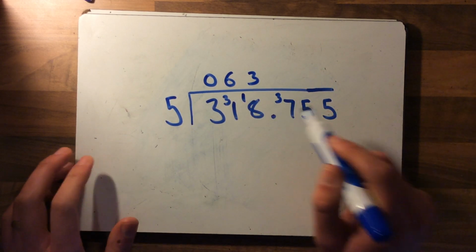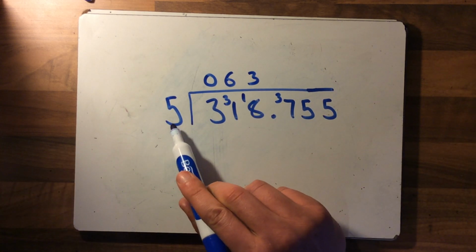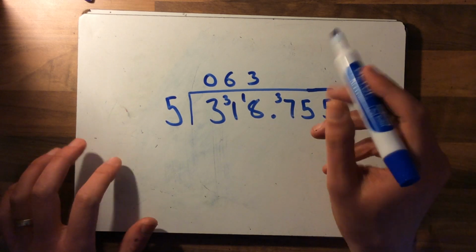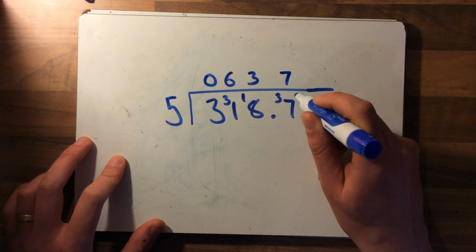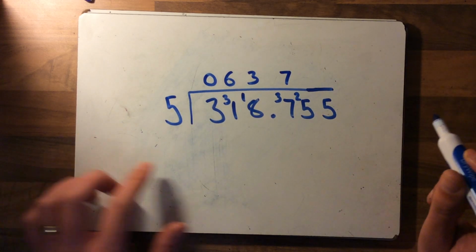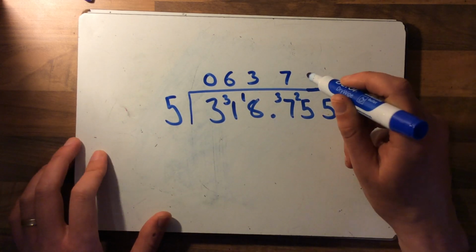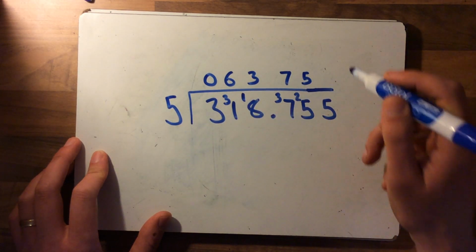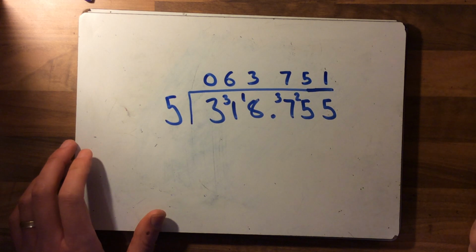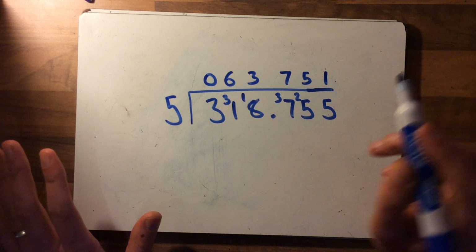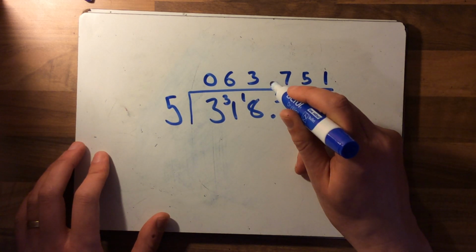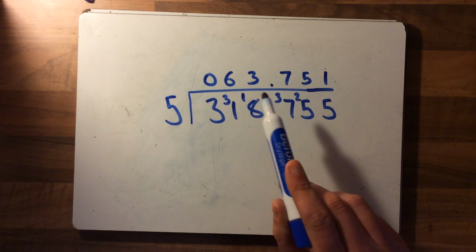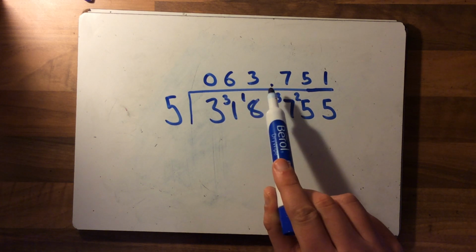Remember, we've just gone past the decimal point now, but it doesn't matter. How many times does 5 then go into 37? So that goes in 7 times with 2 left. How many times does 5 go into 25? Well, it goes in 5 times with nothing left. How many times does 5 go into 5? It goes in once. We're not finished yet. What have I forgotten? Hopefully you've realised the decimal point, otherwise my answer is far, far too large. So the answer is 63.751.